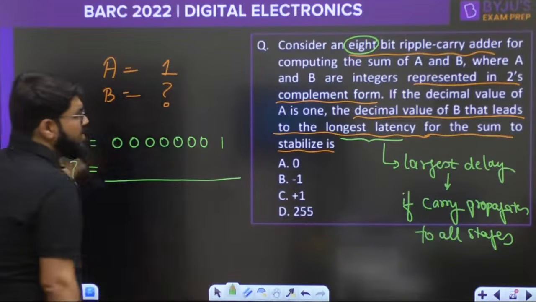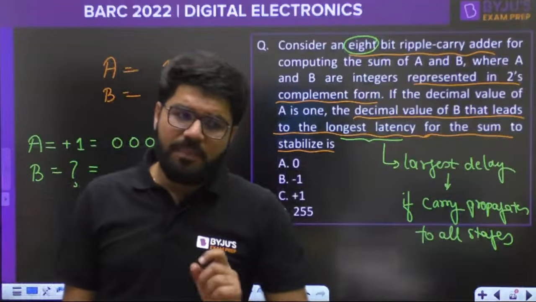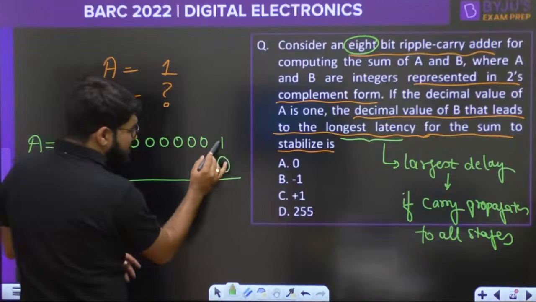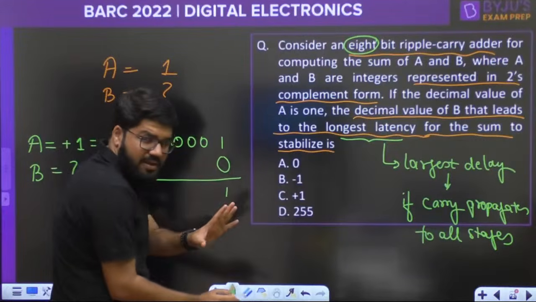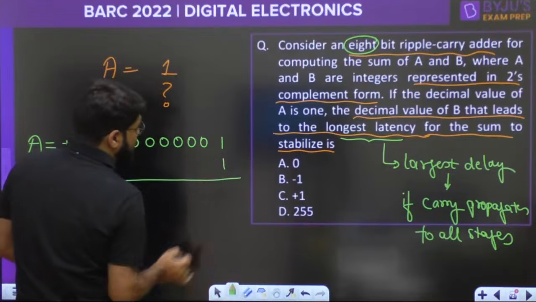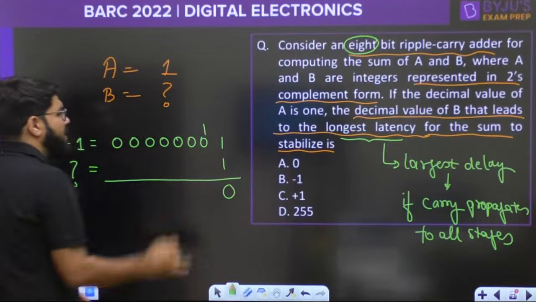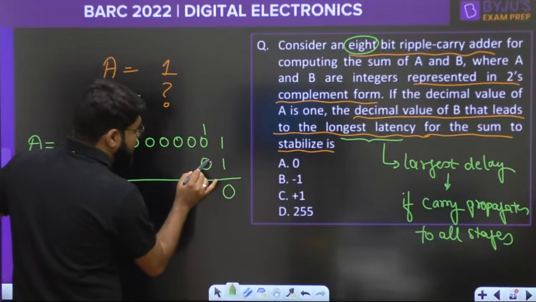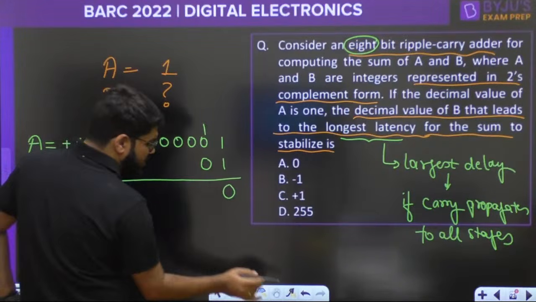Now there should be a carry propagating through every stage. So how will you get the carry here? 1 plus 0 is 1, that will not give you a carry. So it has to be 1 plus 1. That will give you 0, and the carry is 1. So carry is generated. Now again, if you write here 0, 1 plus 0 plus 0, there will not be any carry.